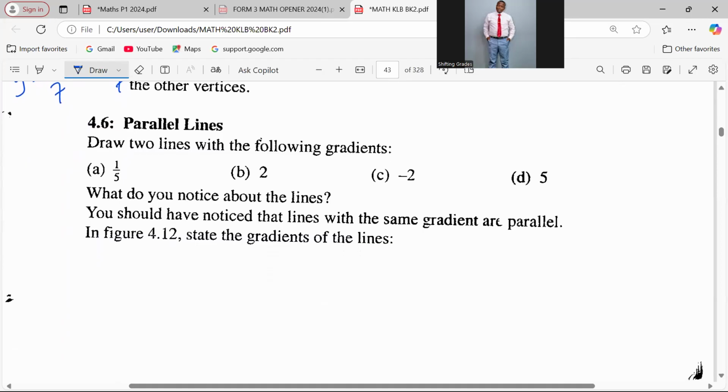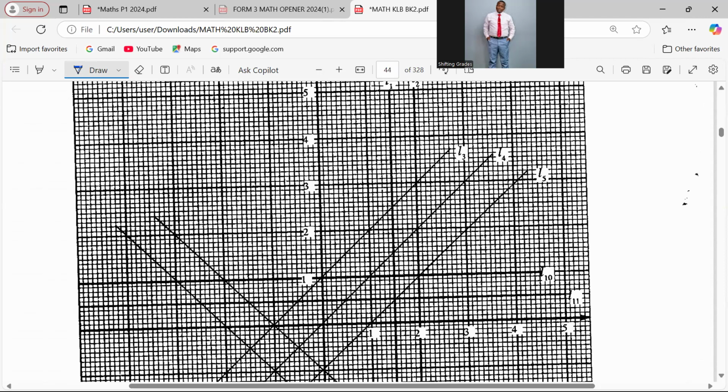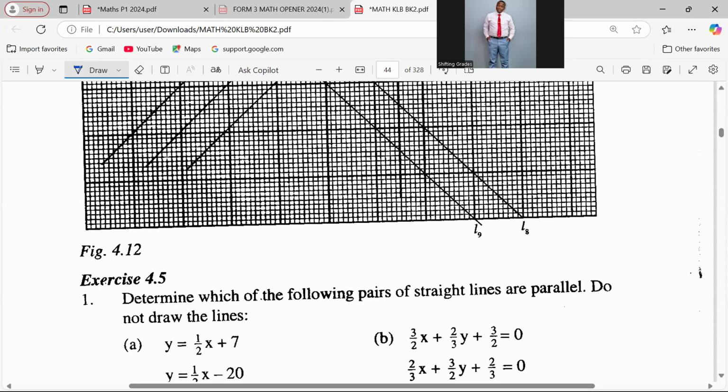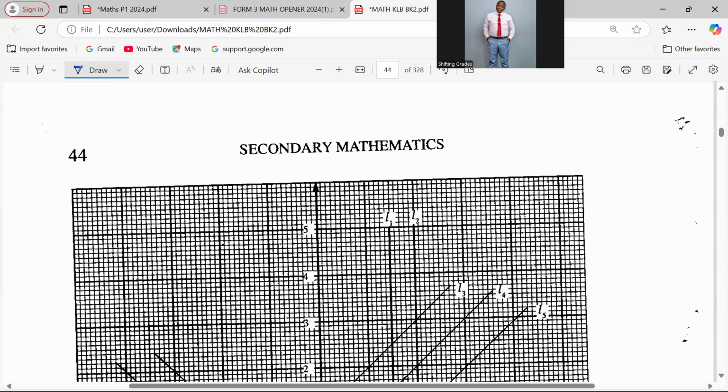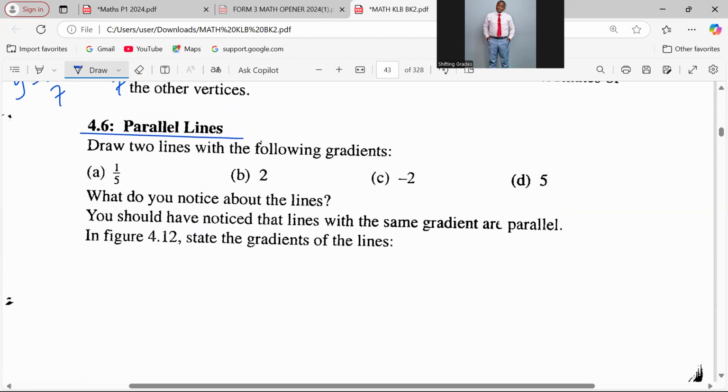And finally, let's talk about parallel lines. Draw two lines with the following gradients. All right. Lines with these gradients. It is good for you to discover something.